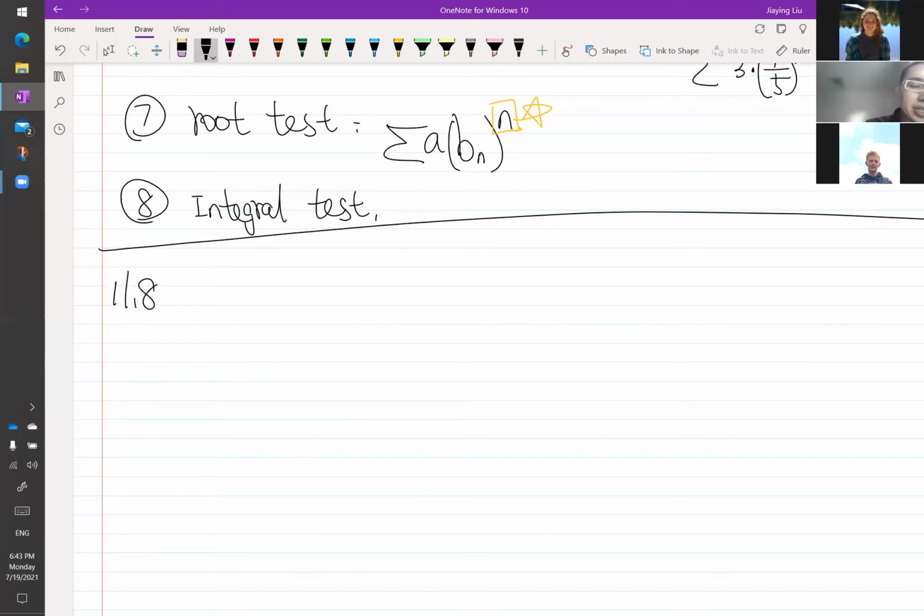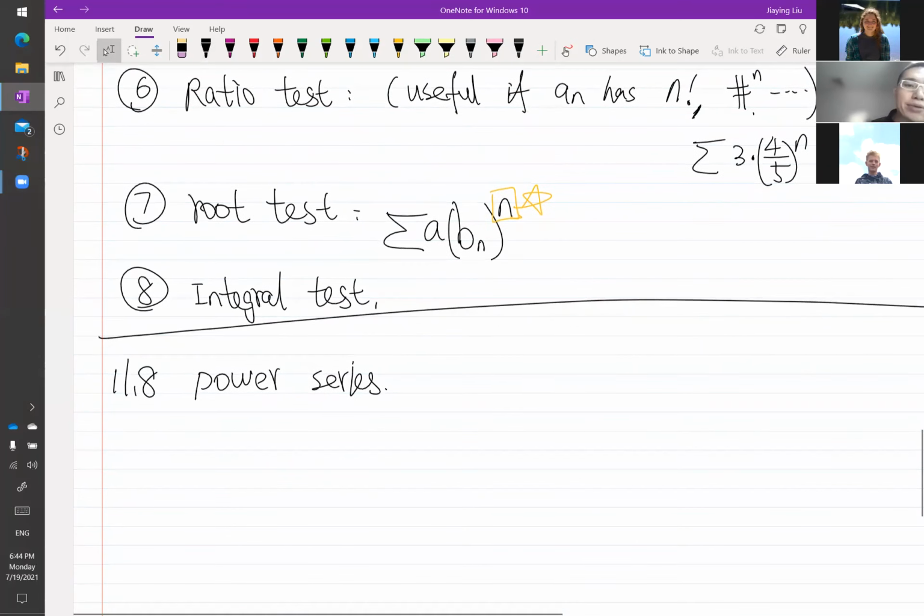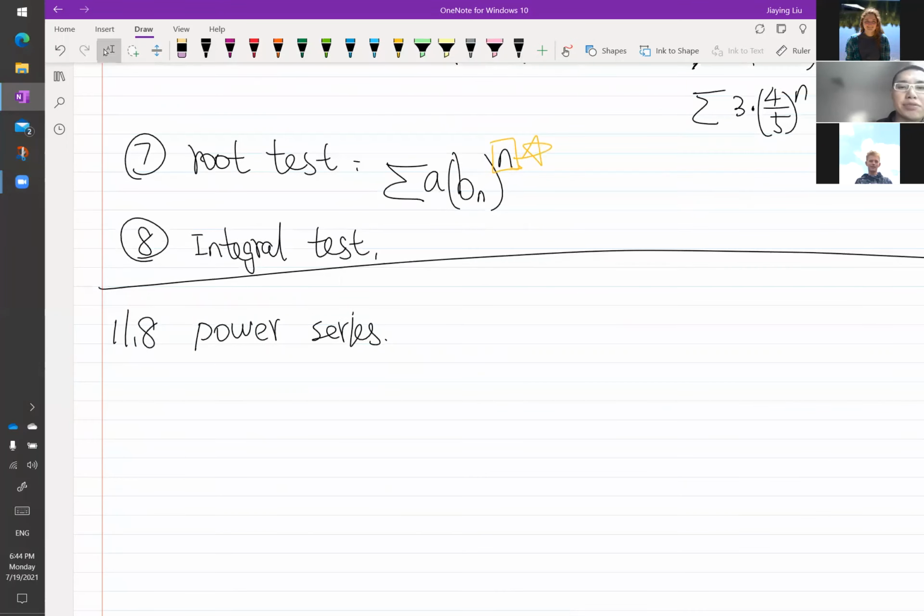So the next section, 11.8, is on power series. Power series is similar to what we have seen before, except that when we talk about those tests, we work with numbers in a series, right? Some expression that depends on n. If we plug in n, we get individual values in the series. But a power series is a little bit different. It involves the variable x.